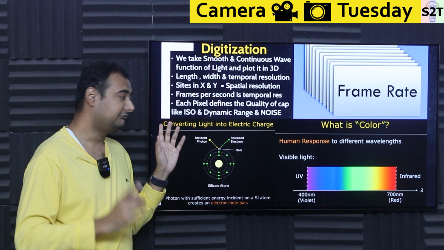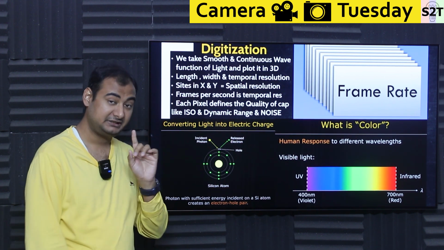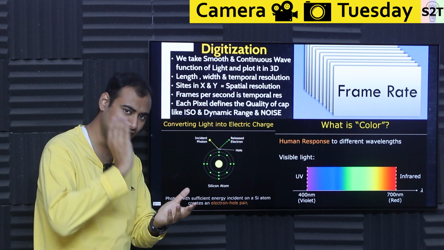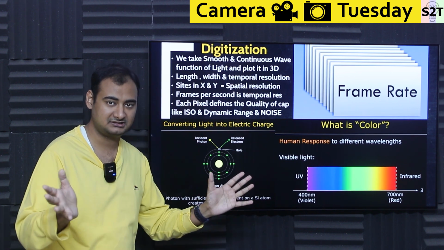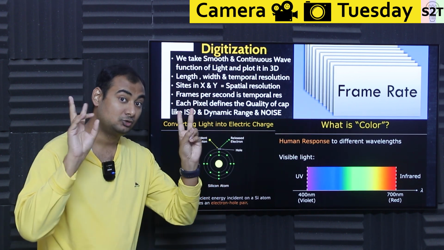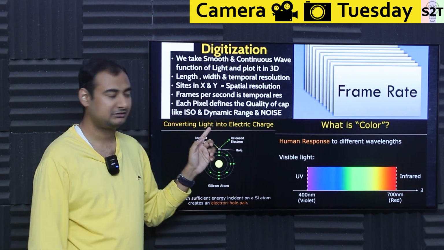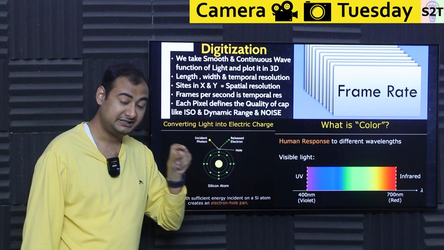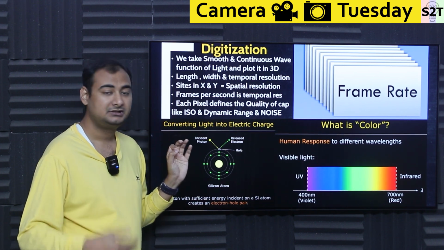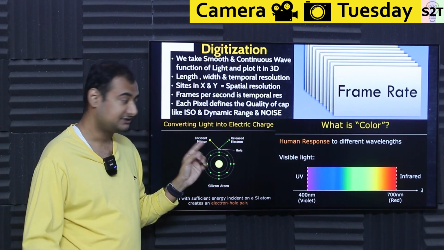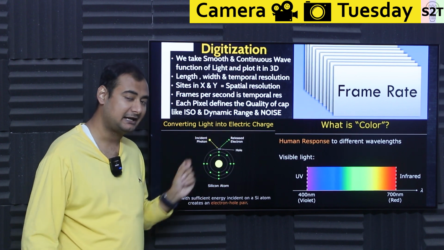Frames per second is your temporal data point, but each pixel itself, if you zoom down to a data set, is like, okay, this is a digital file. Where do I get the quality of it? That's on the pixel level. Spatial resolution is already figured out, that's X and Y. But if you zoom into a pixel, then you can tell the difference in quality, like ISO, dynamic range, noise. These happen on a pixel level.